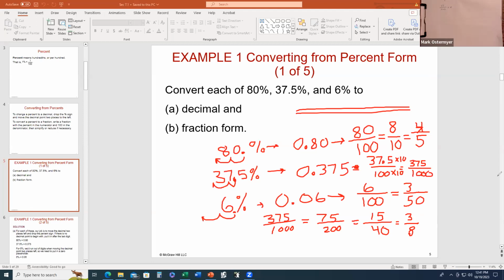Any questions how I converted those percents to fractions and then reduced? So whenever you have a percent, you just drop the percent symbol, place the number over 100, and then reduce or simplify it. That's all you do. So now we know how to go from a percent to a decimal and also from a percent to a fraction. Questions?